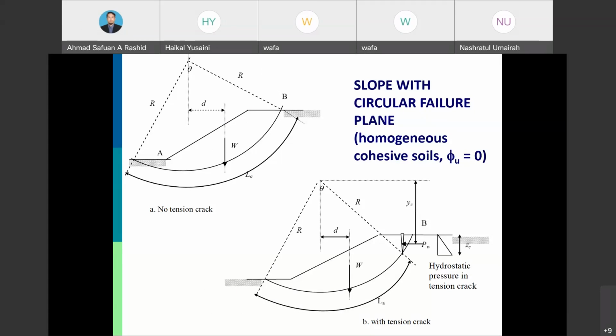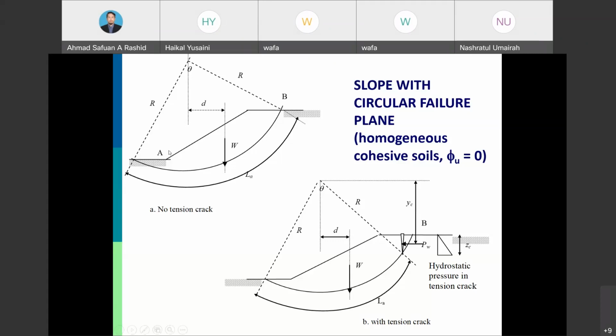The previous one we used force, but for this case, because we are drawing a circular or arch shape, it's easy for us to use the concept of moment. For example, to determine the driving moment, we need to identify the weight of this block and then multiply with the moment arm. So W times D is the driving moment.